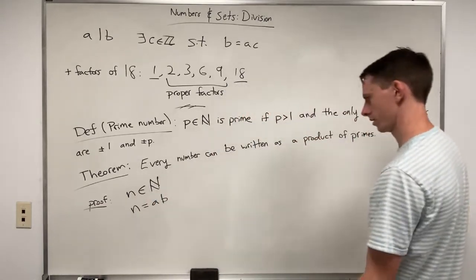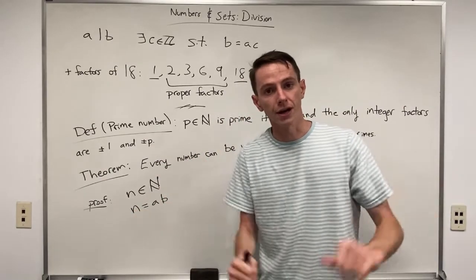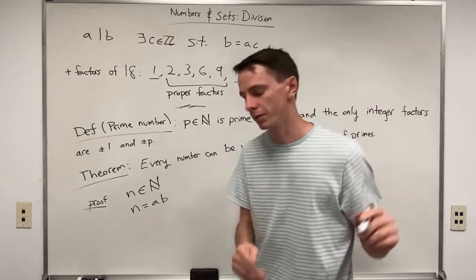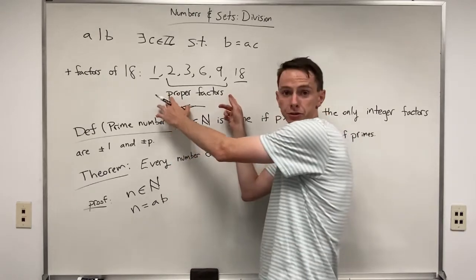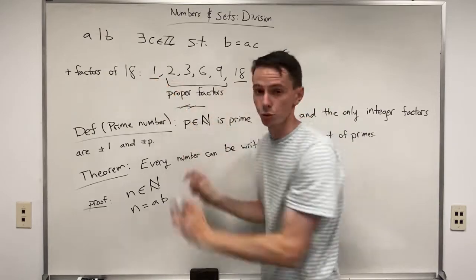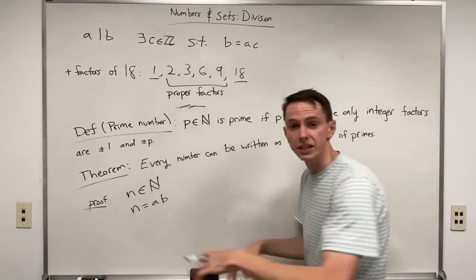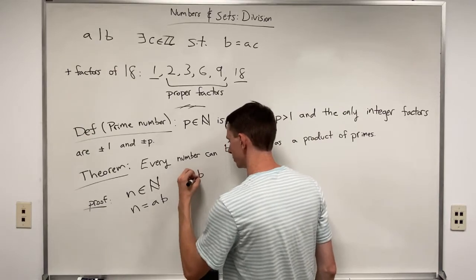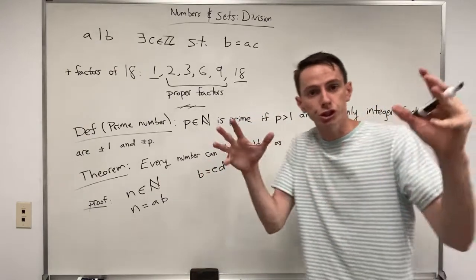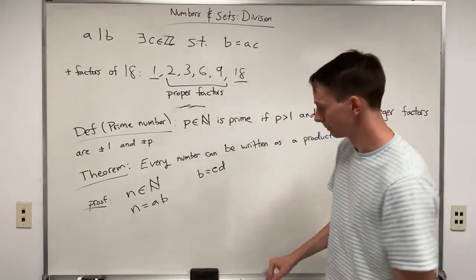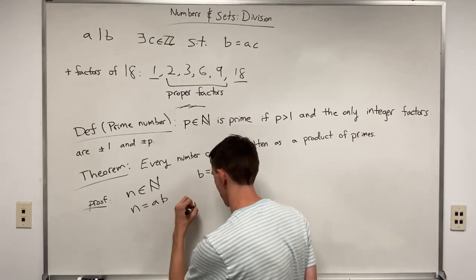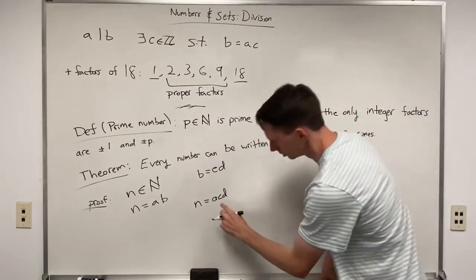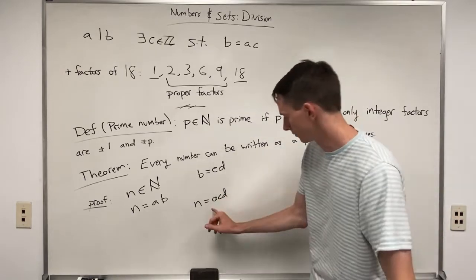So how do we show then that this number n can be completely written as a product of nothing but prime numbers? Well, if B is not a prime number, that means that it has additional proper factors besides the number B and the number 1. So we can decompose B into a further product of its proper factors. We can say that maybe B is equal to another product of two smaller numbers, C times D. And by plugging this back in, we would get that n equals A times B, which is A times C times D. And then we would just go number by number to see if each of these are prime.